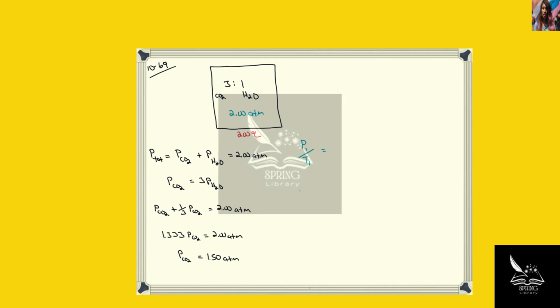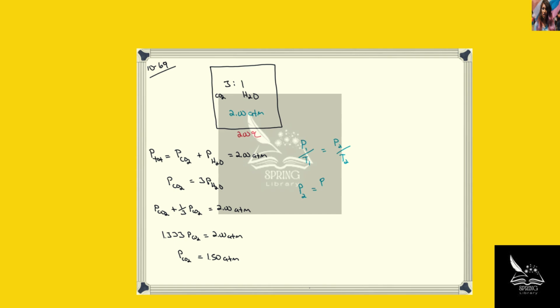Gay-Lussac's law says that the pressure under the first set of conditions divided by the Kelvin temperature under the first set of conditions will be equal to the pressure of the gas under the second set of conditions divided by the Kelvin temperature under the second set of conditions. This is assuming that the volume is constant and the moles of carbon dioxide are constant, and both of these are constant in this given scenario.